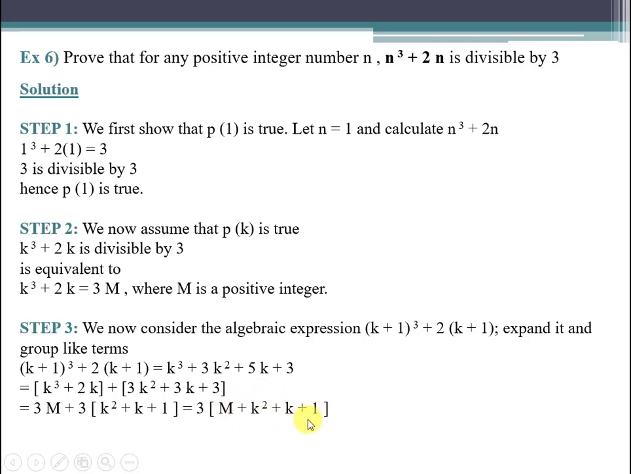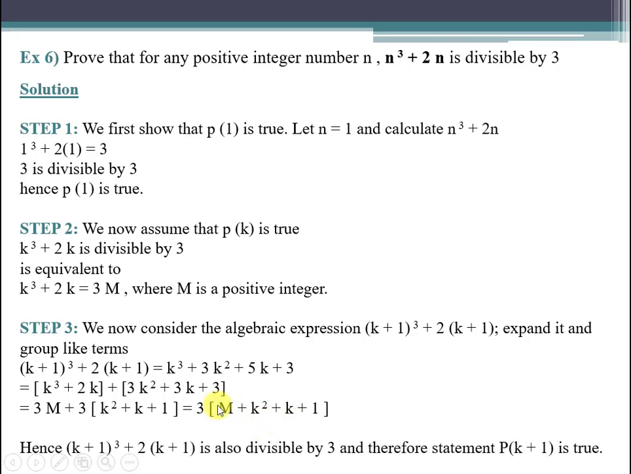It doesn't matter what we have in the bracket. This one is the main one. So this is 3 multiplied by this bracket, by this expression. So it means it is divisible by 3. So we proved that for k plus 1 it is also true.